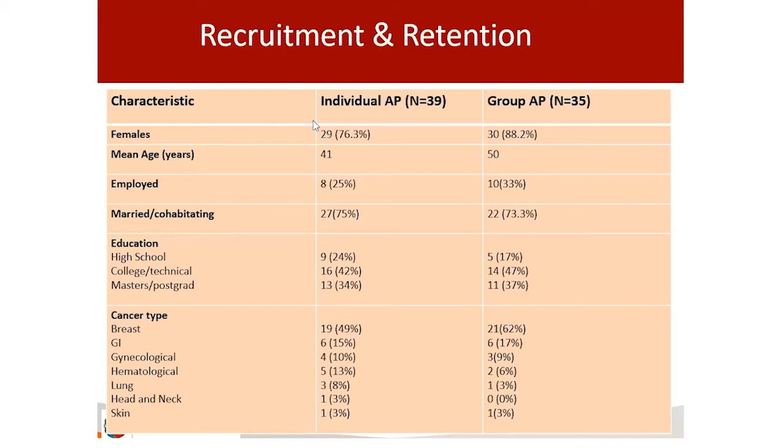So as we can see here, the majority of the patients had a breast cancer diagnosis in both arms, followed by GI cancer, gastrointestinal cancer, and gynecological cancers. Then we had a few cases of hematological, lung, head and neck, and skin cancer as well. So this is how our participants look.